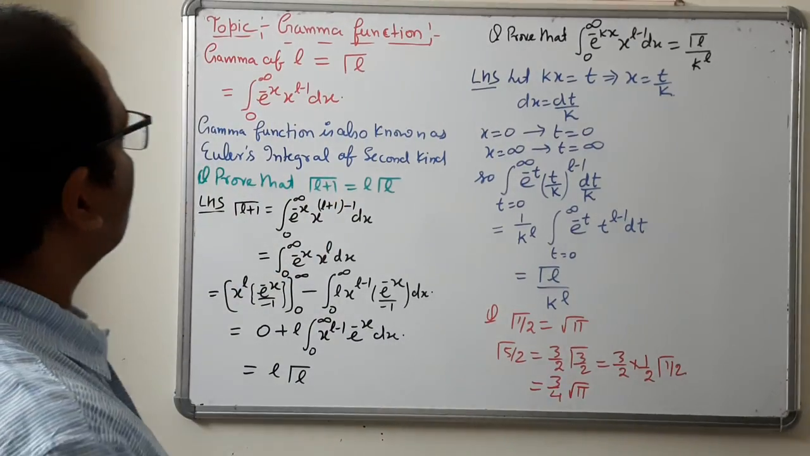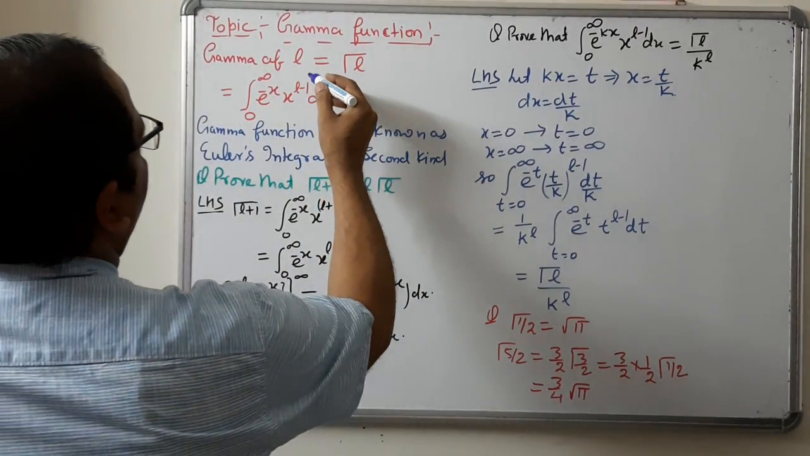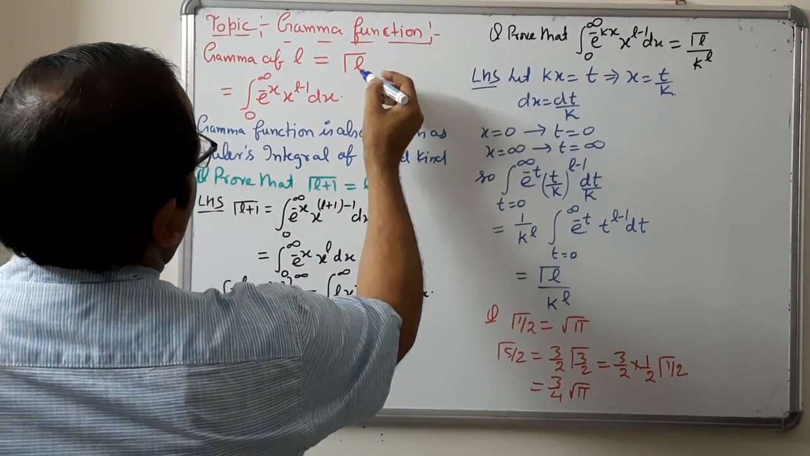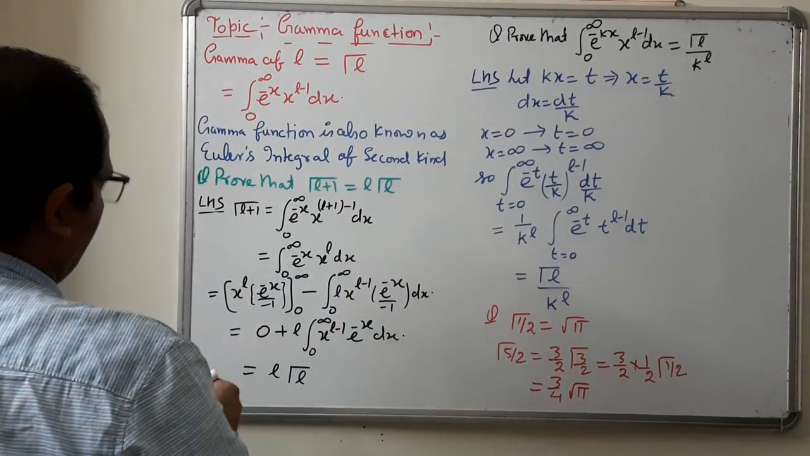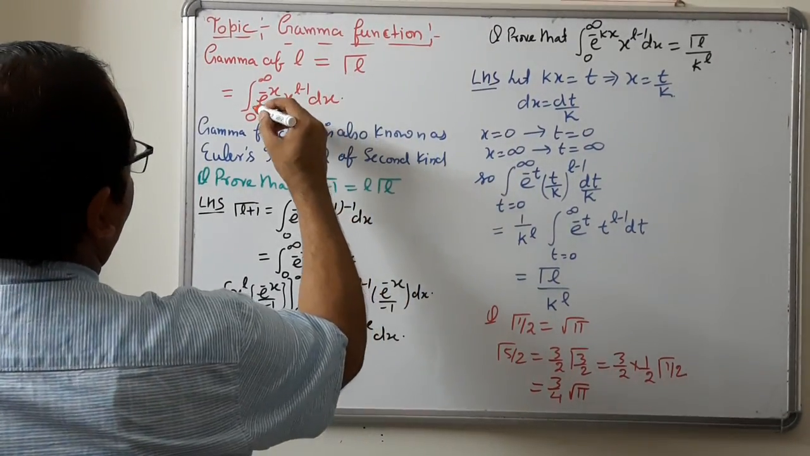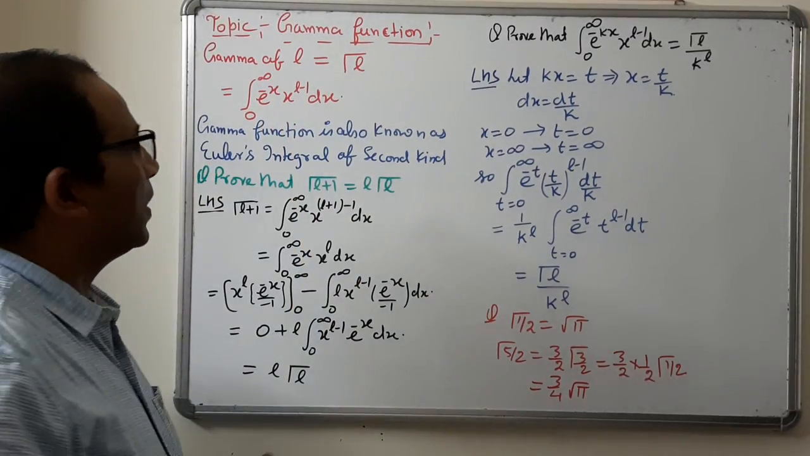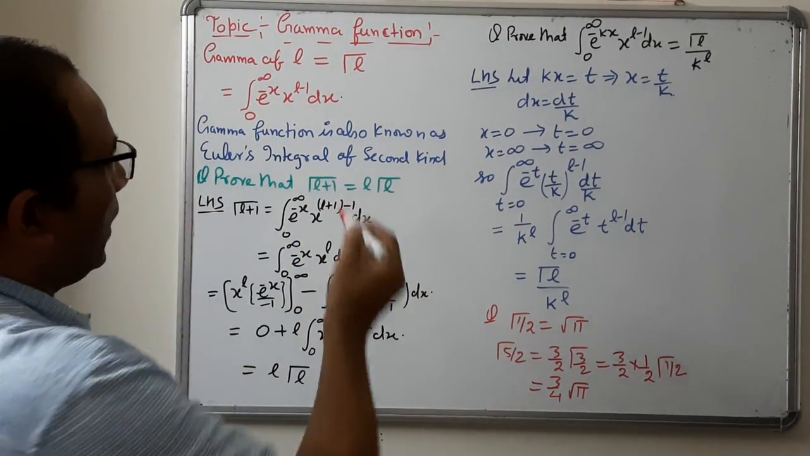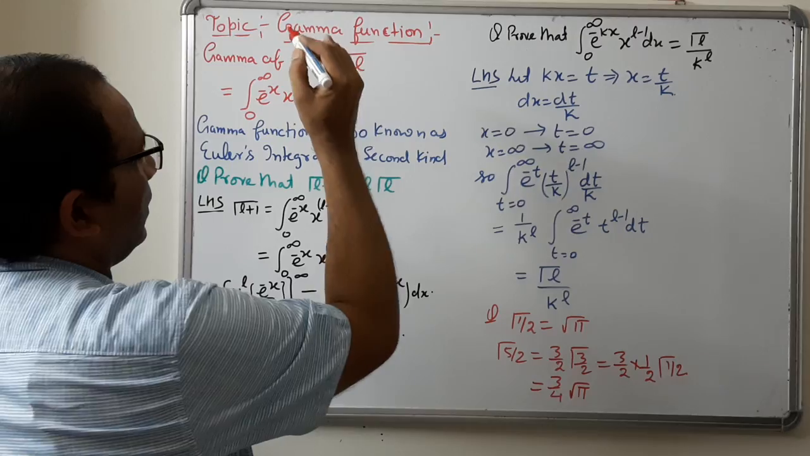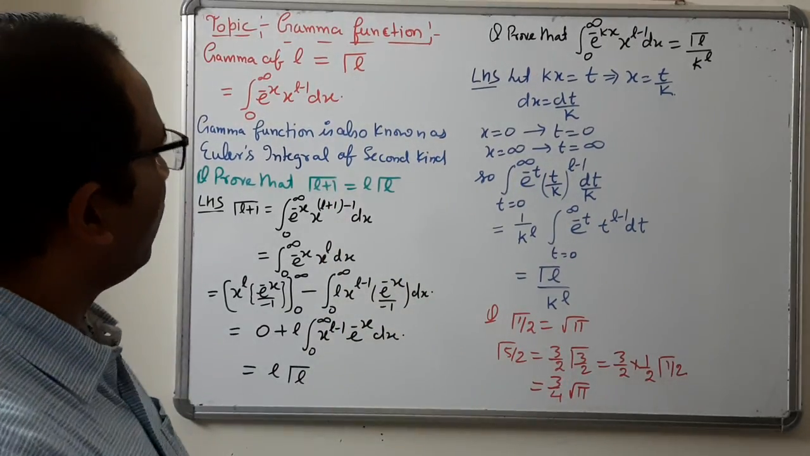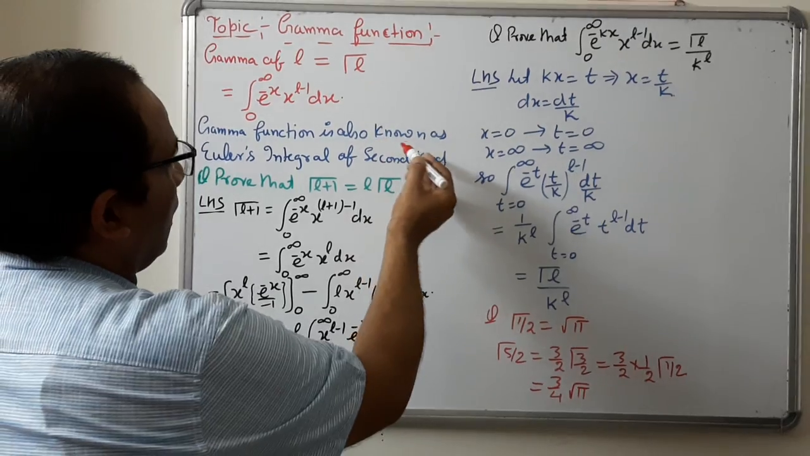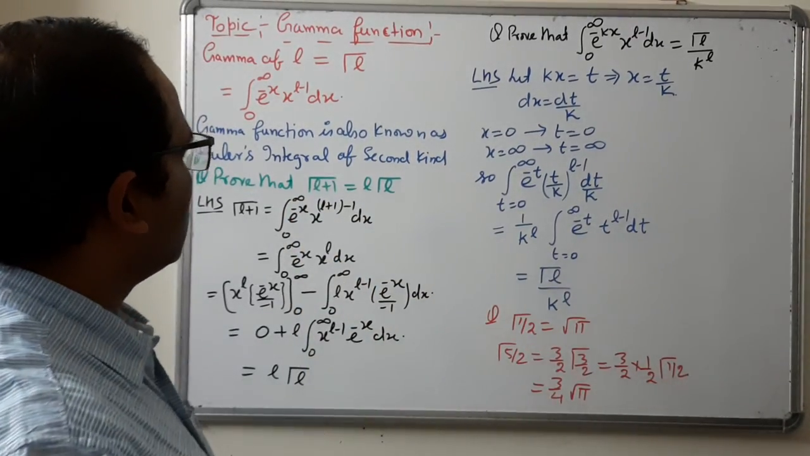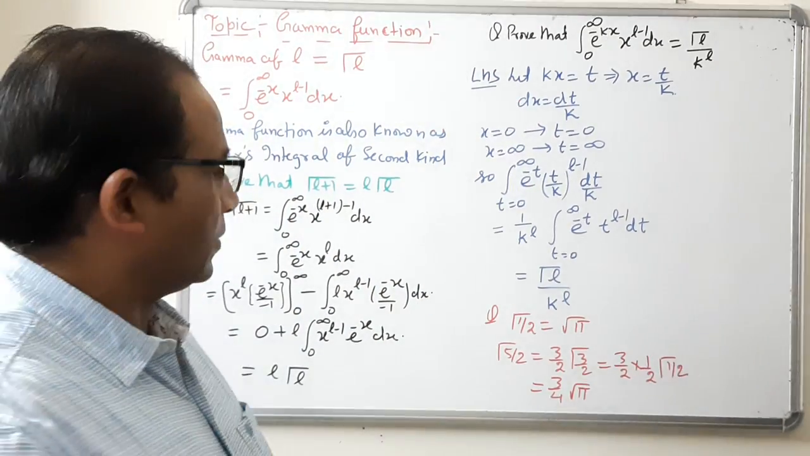Gamma functions of L can be defined as gamma of L. This is the sign of gamma, gamma of L, and that is defined by integration 0 to infinity e to the power minus x, x to the power L minus 1 dx. This is the value of gamma functions in integration form. And this gamma function is also known as the Euler's integral of second kind.